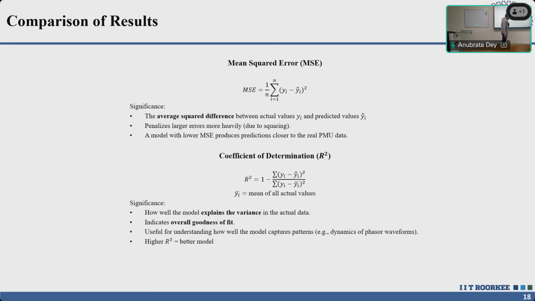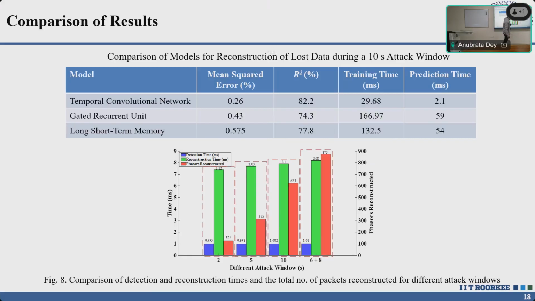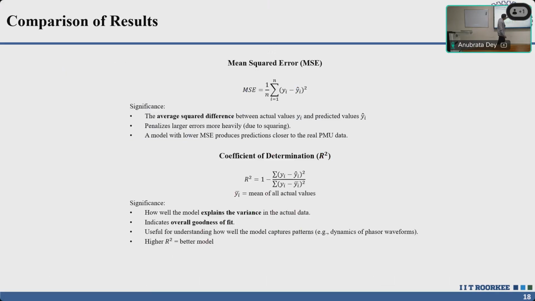This is the formula which we have used for, let's say, mean square error and R square. This is a very conventional formula, right? And for R square also you can use this formula for the coefficient of determination, that is R square.